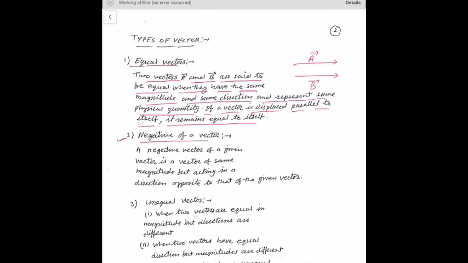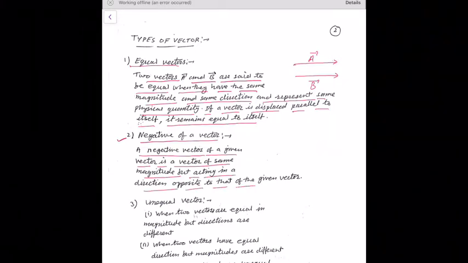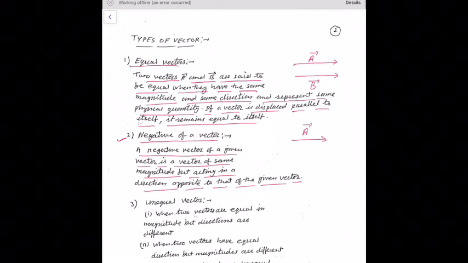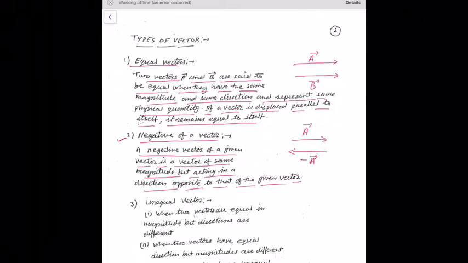Second, negative of a vector. A negative vector of a given vector is a vector of the same magnitude but acting in a direction opposite to that of the given vector. So the negative of a vector is in the opposite direction, and is represented with minus A vector.